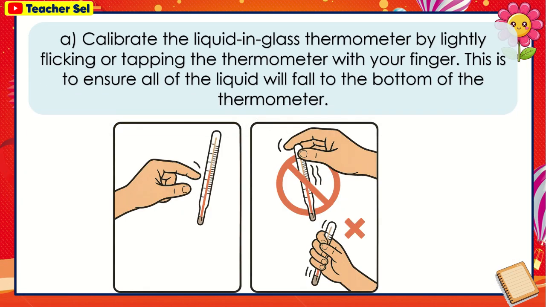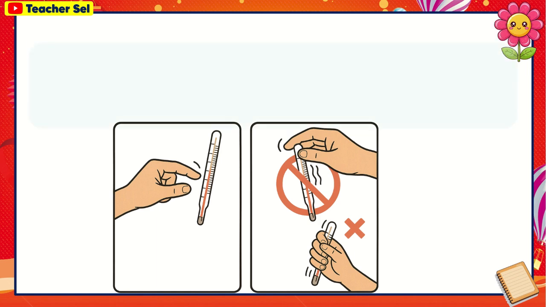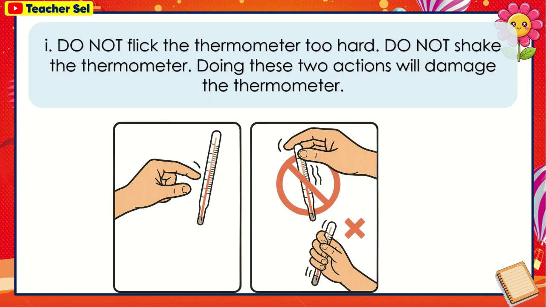Calibrate the liquid in glass thermometer by flicking or tapping the thermometer with your finger. This is to ensure all of the liquid will fall to the bottom of the thermometer. Do not flick the thermometer too hard. Do not shake the thermometer. Doing these two actions will damage the thermometer.